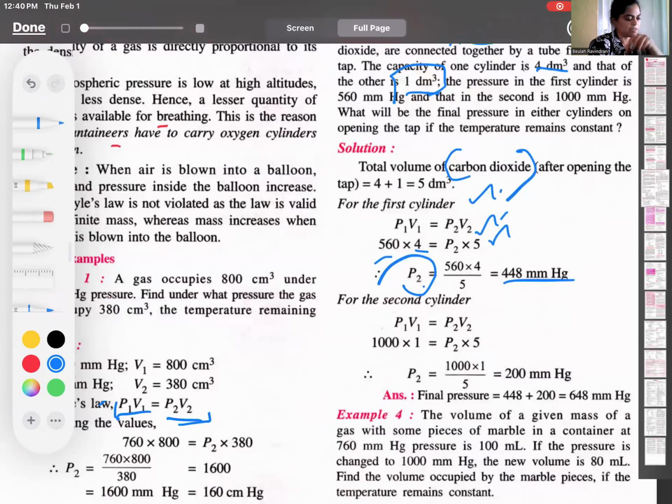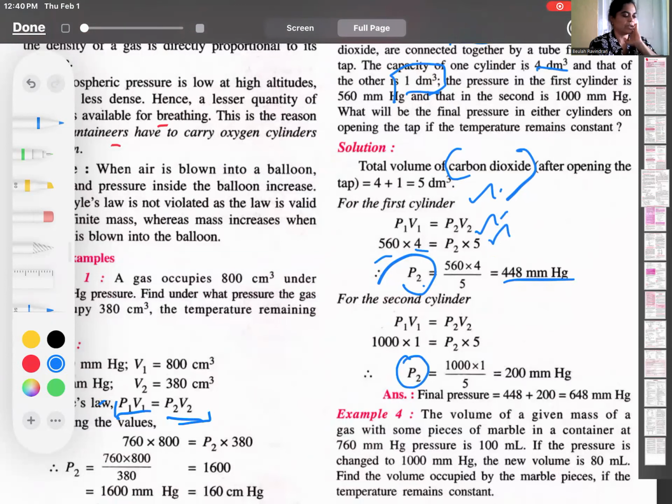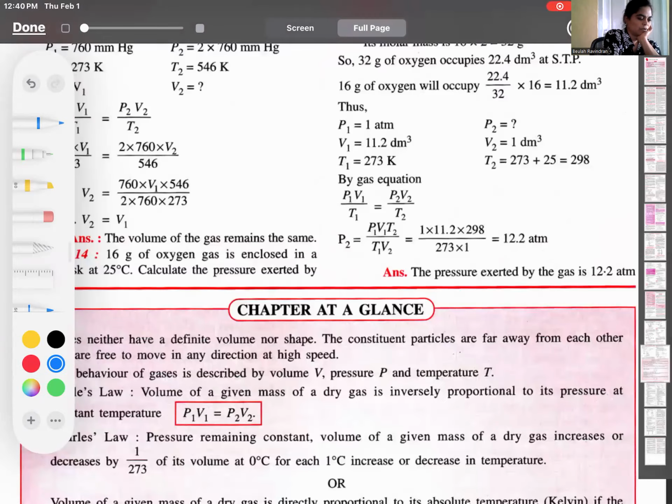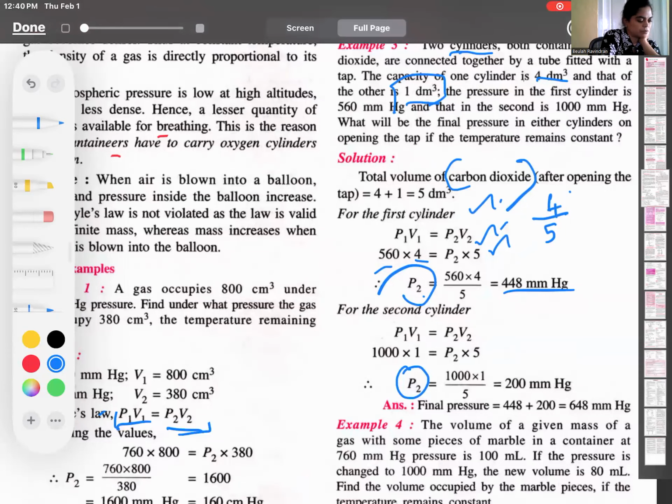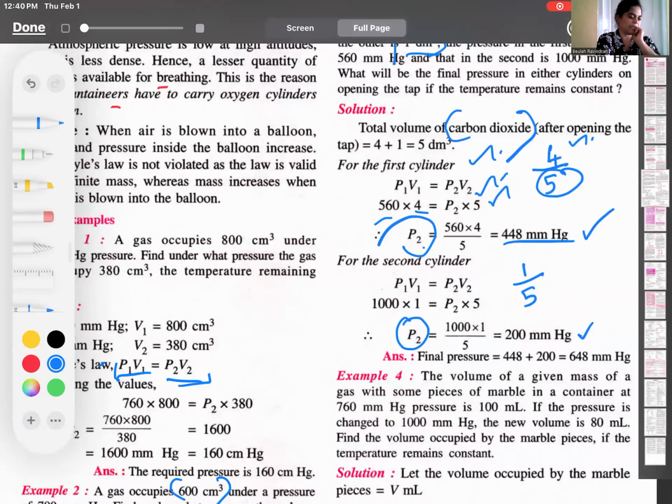For the second cylinder, it should be like this. For the second cylinder, we are considering the first cylinder volume of 4 decimeter cube out of the total, and the second cylinder volume of 1 decimeter cube out of the total 5. In the same way we found P2. What will be the final pressure? This is the final pressure. So on opening the tap, the pressure will be like this. We are considering the first one and the second.